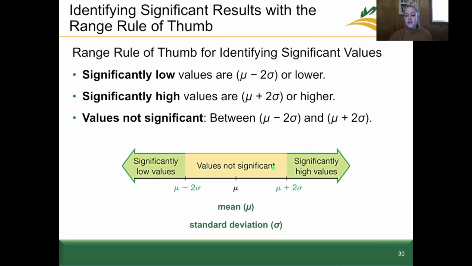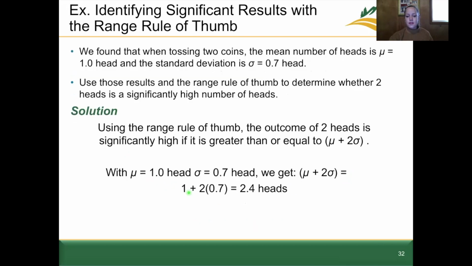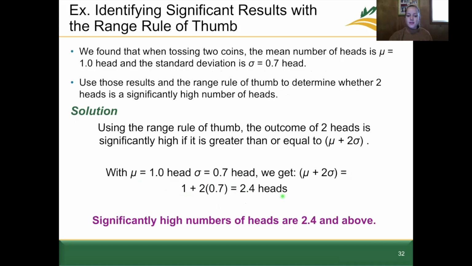Going back here really quickly, the reason we're doing mu plus 2 times sigma is because we're curious if our value is significantly high. If we were asked if that value is significantly low, then we do mu minus 2 times sigma. Okay, so we got this value here of 2.4 heads. What that's really saying is significantly high numbers of heads are going to be 2.4 and above.